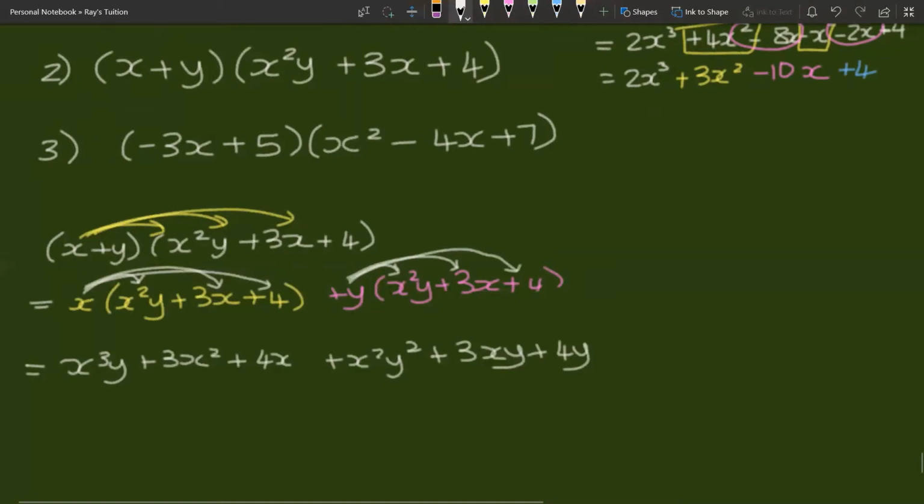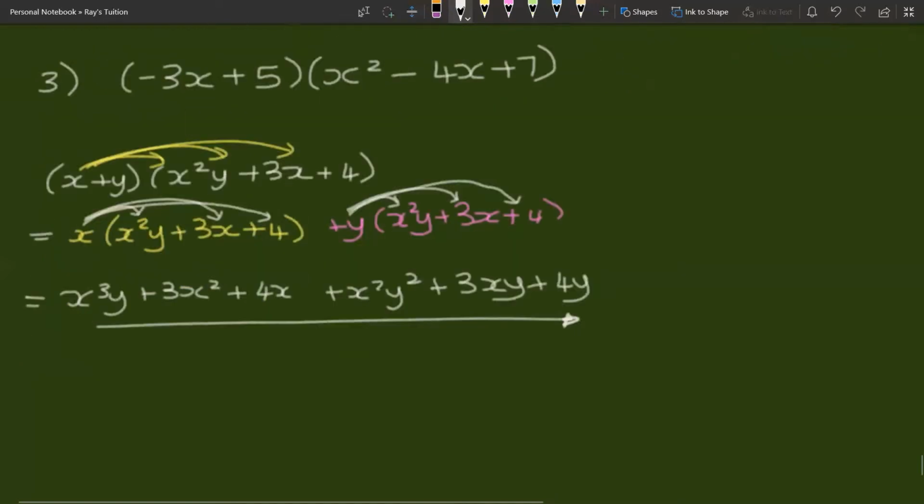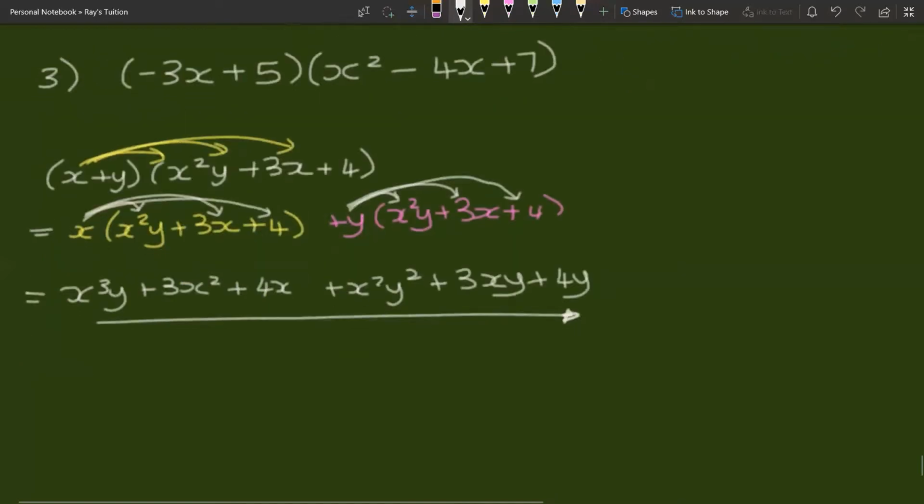Over here, if you have a look at it, there are no like terms. None of the terms are similar to any of the other terms, so that is then our final answer, and we cannot simplify it further. Let us look at the last one.